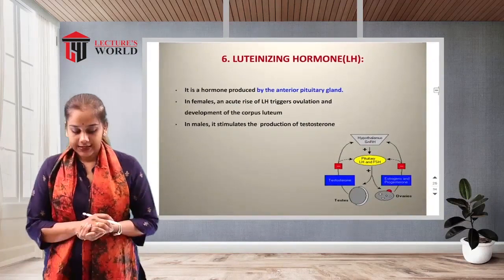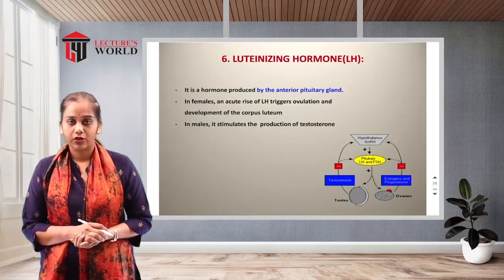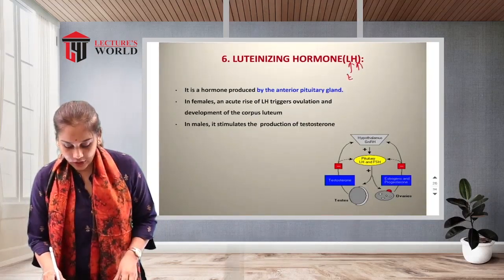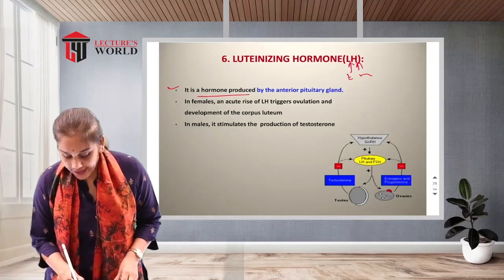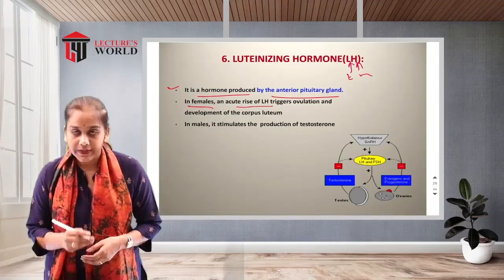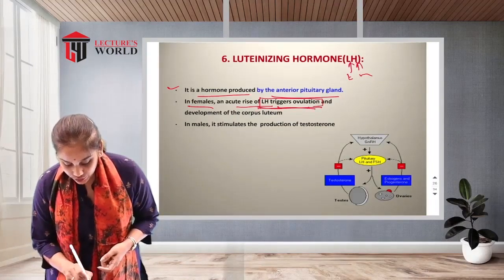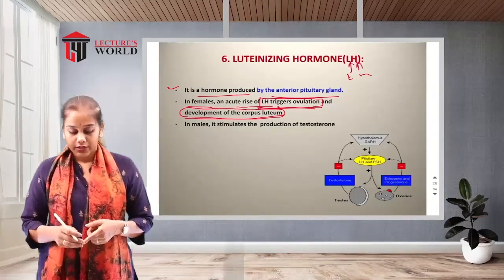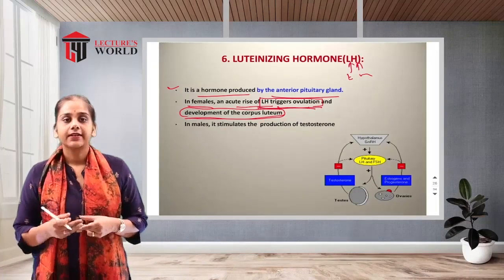Then the sixth and last hormone of the anterior pituitary gland is luteinizing hormone, represented as LH. It is a hormone produced by the anterior pituitary gland in females. An acute rise of LH triggers ovulation and development of the corpus luteum. So luteinizing hormone is very essential for ovulation.